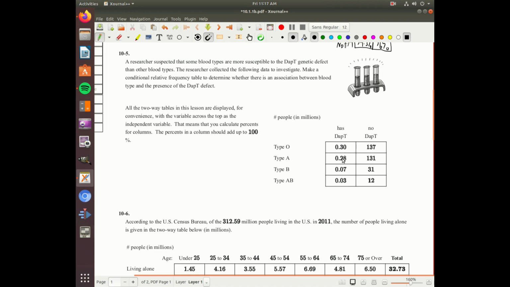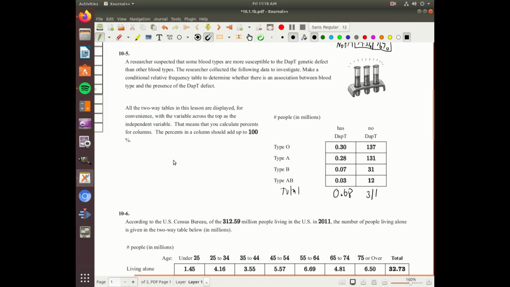So anyways, I do need to get these totals here. So 0.3 plus 0.28 plus 0.07 plus 0.03, so 0.68 is the total. And here 137, so what, 8, 9, 10, 11, carry the 1, 4, 7, 10, 11, 2, 3. So it looks like out of 311. 69 to 99. Yeah. Okay.